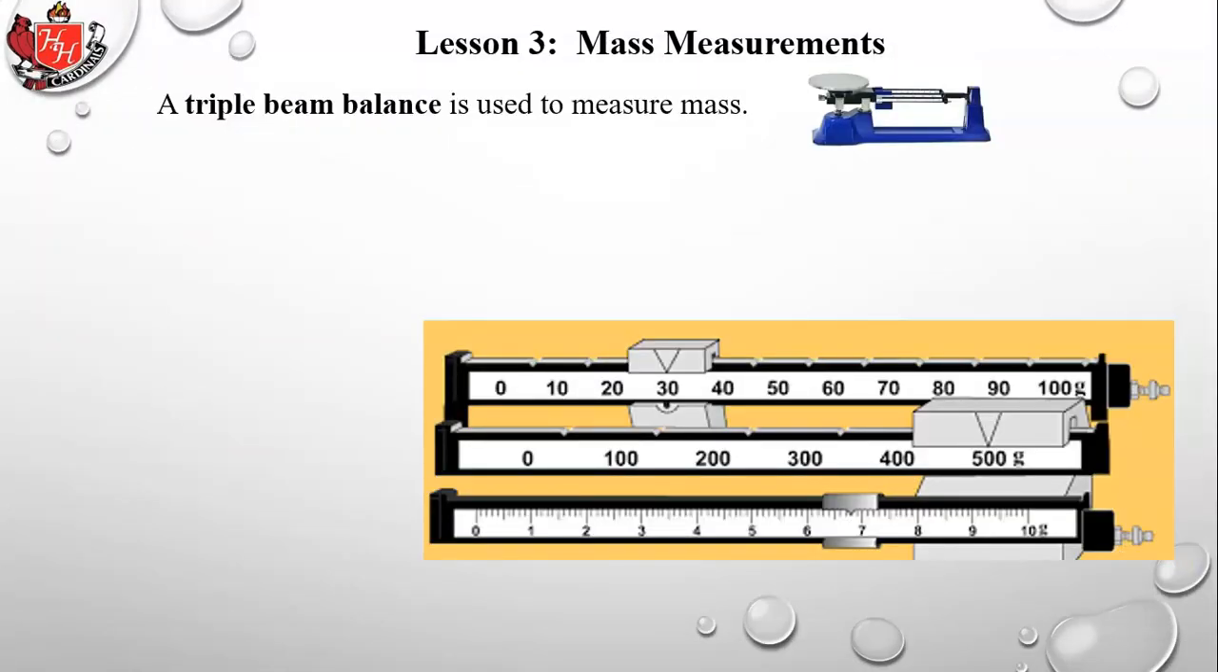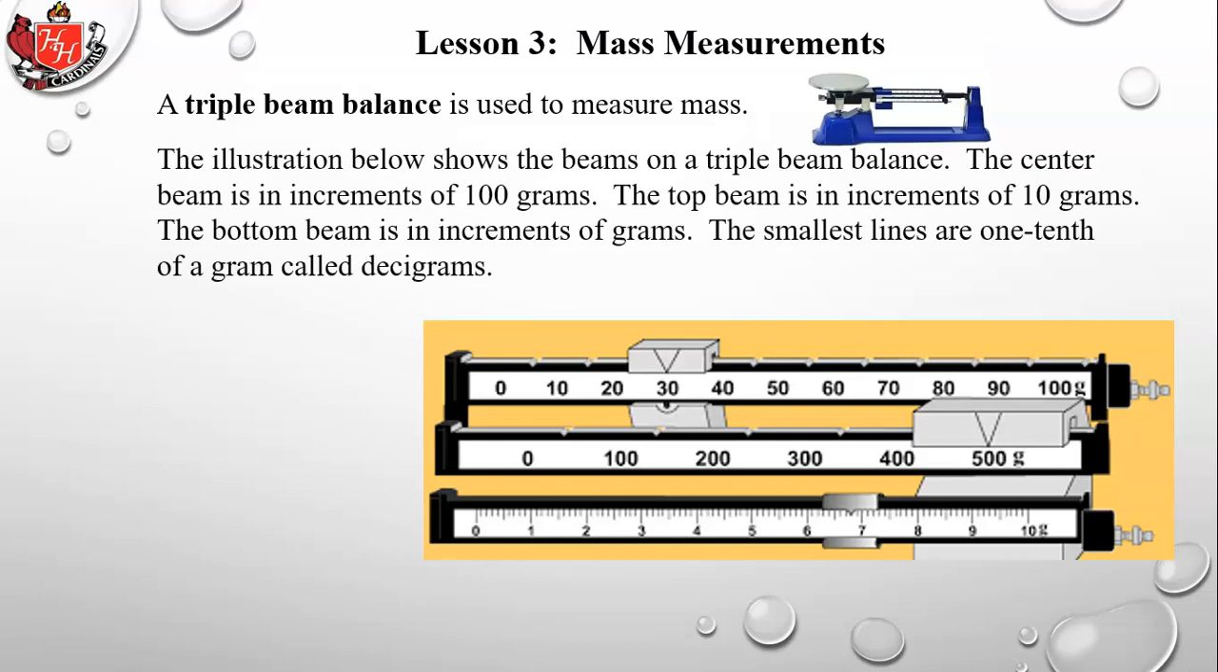Now you're going to be using this quite a bit, a triple beam balance. So the illustration below shows the beams on a triple beam balance. The center beam is in increments of 100 grams. You can see that center beam, it goes 0, 100, 200, 300. Now you notice there's little notches there. When you use that, and we'll practice using that, you have to be sure that weight is in one of the notches, not in between them. The top beam is in increments of 10 grams, and the bottom is in increments of grams. So the very bottom one is going to be your highest level of precision. Each of those numbers is a gram. Each of the little lines in between the numbers, 0, 1, 2, 3, 4, 5, is 1/10 of a gram.